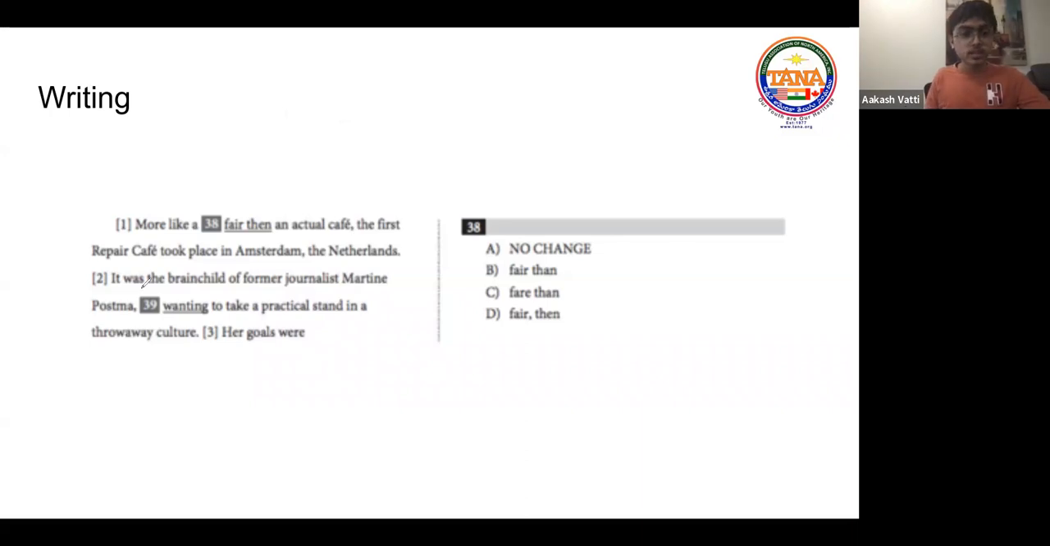So first thing, it's comparing a fair to a cafe. The first thing we can eliminate is C, because fare, F-A-R-E, refers to a bus fare, the money you'd pay for transportation. Now the second thing we look at is then versus than. Than is for comparisons, while then is like time. Therefore, our answer is B, because both A and D have the word then in them.